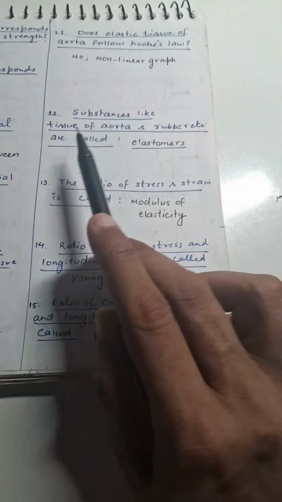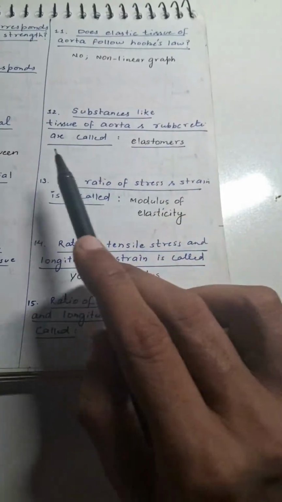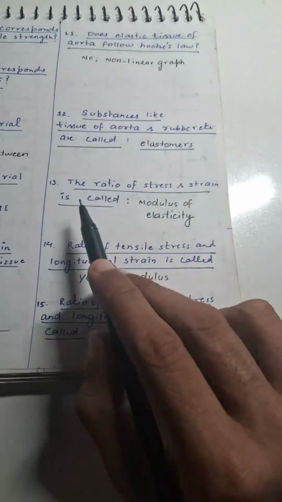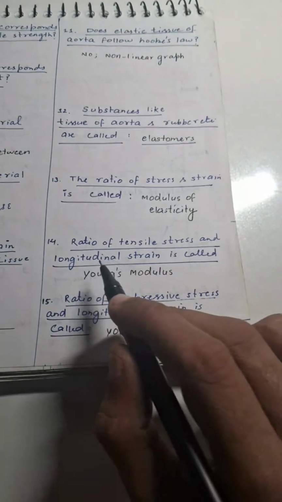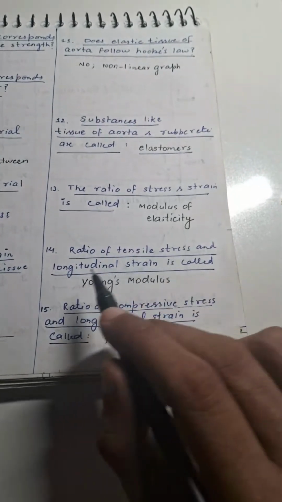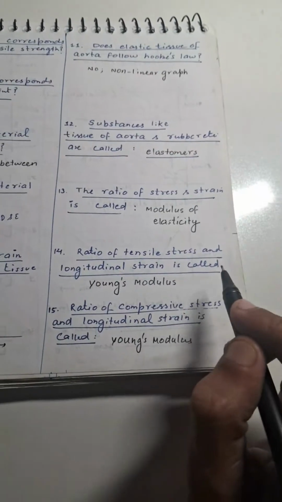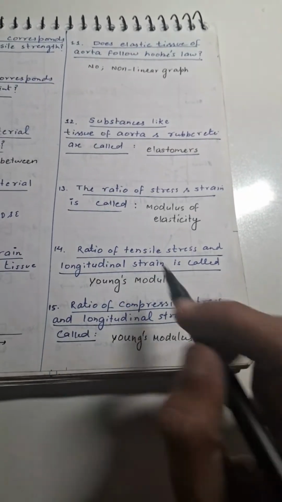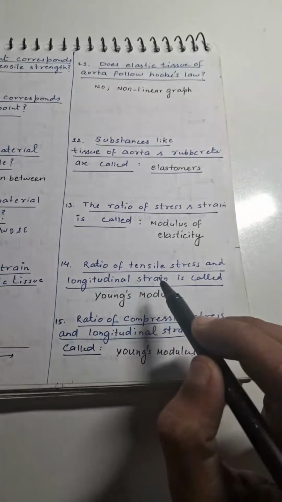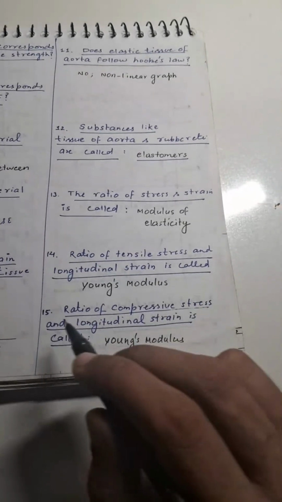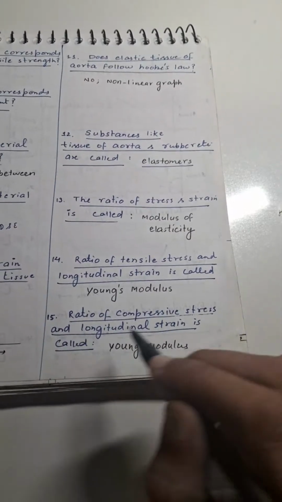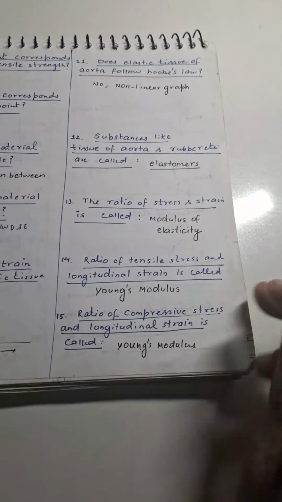Next, substances like tissue of aorta and rubber are called elastomers. Next, the ratio of stress and strain is called modulus of elasticity. Then the ratio of tensile stress and longitudinal strain is called the Young's modulus, because both are the same thing. Longitudinal stress can be tensile as well as compressive, so it's the Young's modulus. Then the ratio of compressive stress and longitudinal strain is again Young's modulus.